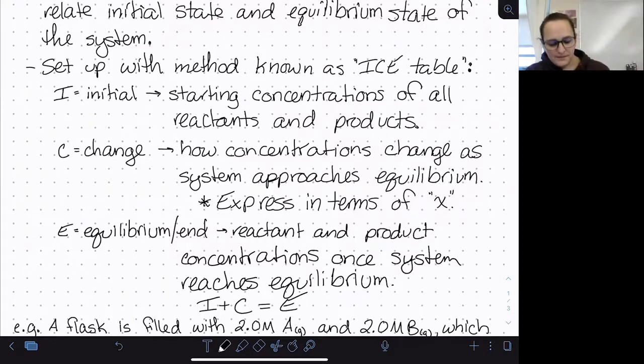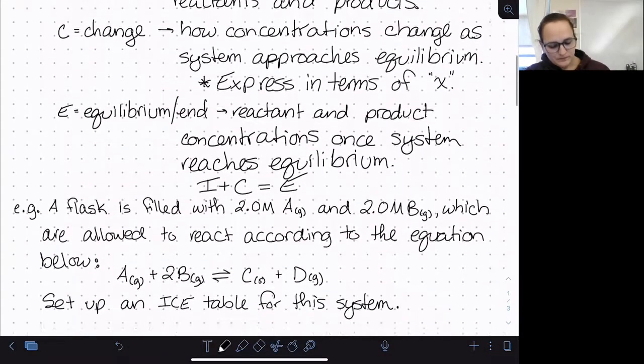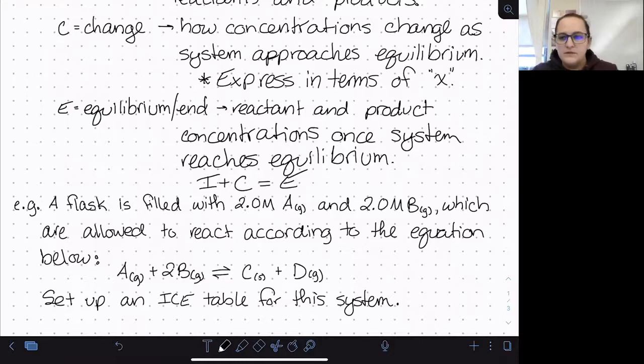So as an example, if we want to set up an ICE table, we can use a simple, kind of generic example like this. We have a flask filled with 2 molar A and 2 molar B, which are allowed to react according to the equation below. So we've got A reacts with 2B in equilibrium with C and D. We can set up an ICE table for this system.